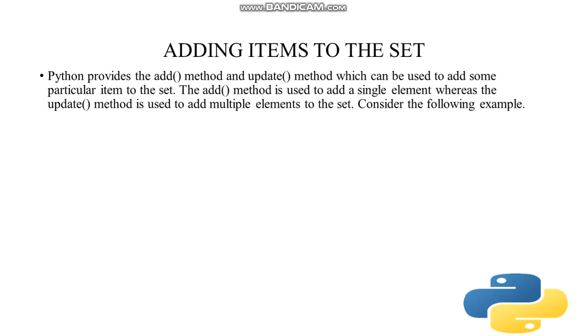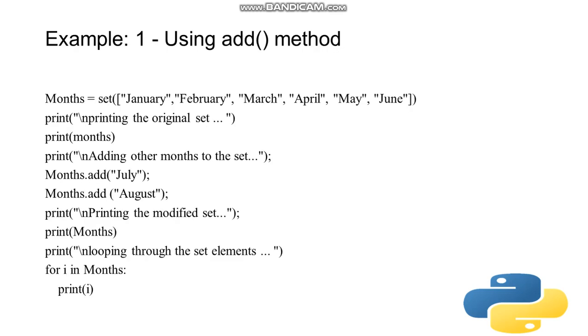The add method is used to add a single element, whereas the update method is used to add multiple elements to the set. Consider the following example. Using the add method, we can add only one element at a time. So I'm declaring a set, then I am adding some elements to the set by using the add method. You can see that at a time only one element can be added.